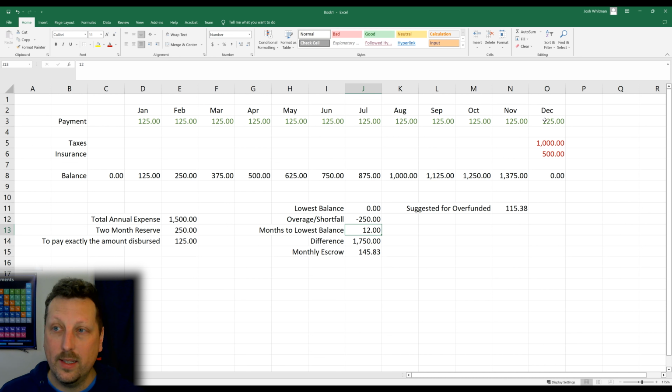We have 12 months to collect that money. So that gives us $1,750, the reserve plus the total expenses. Divide by how many months we have to collect it, and that gives us $145.83, right?